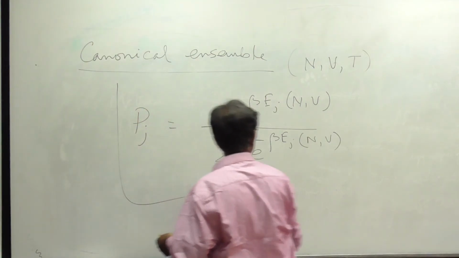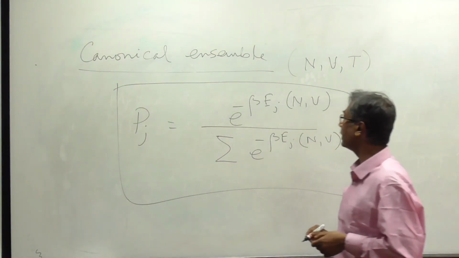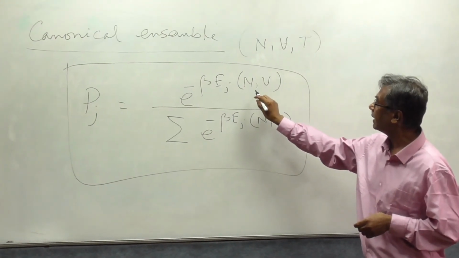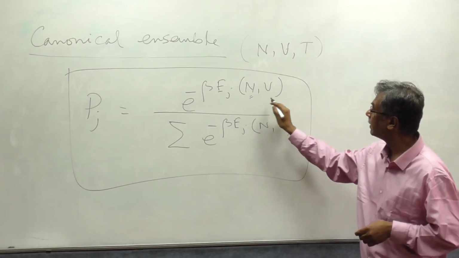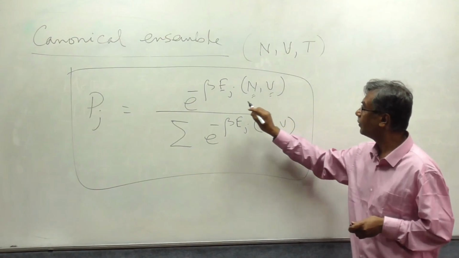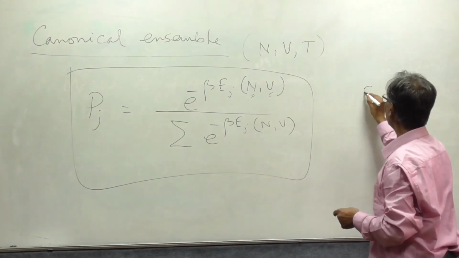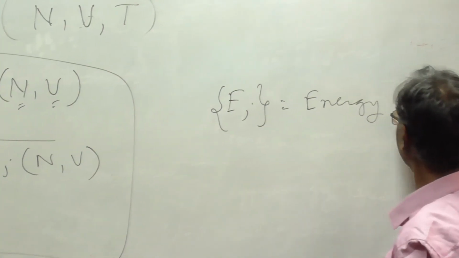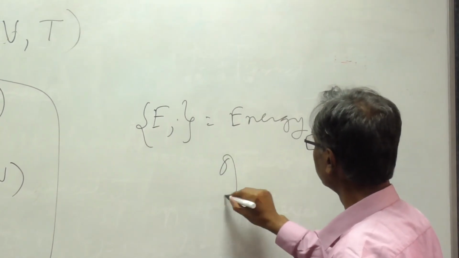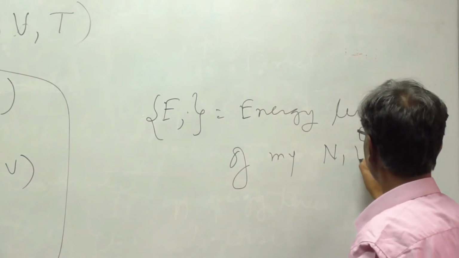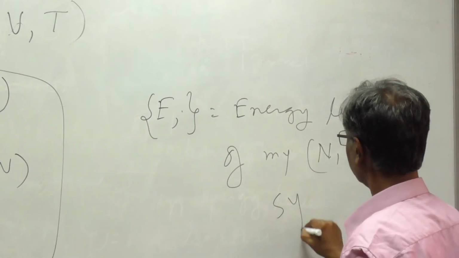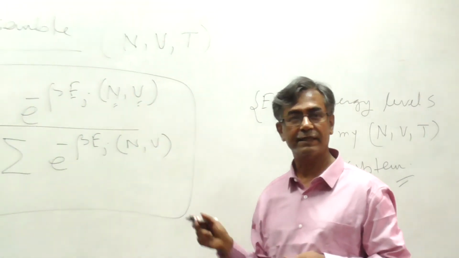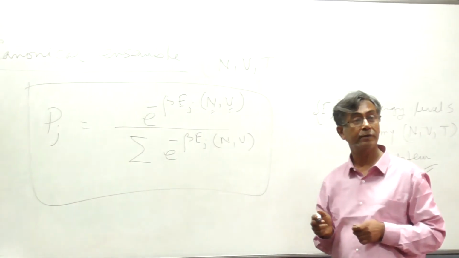Now this beautiful equation has nothing of my ensemble. All it has in it is N, V, you can have T there also, and the Ej are the energy levels of my NVT system. And this is nothing but the Boltzmann distribution.